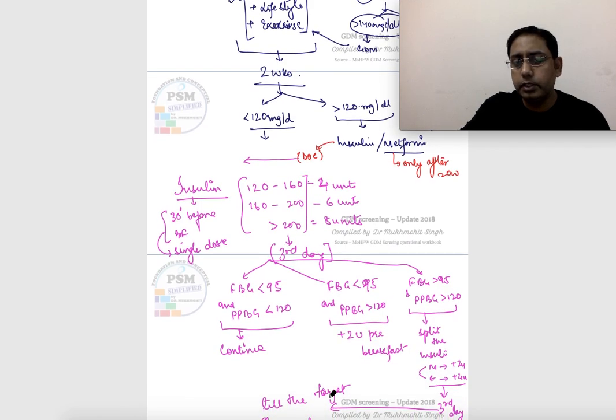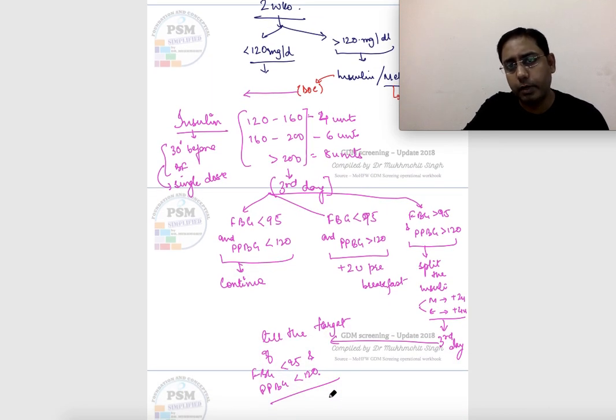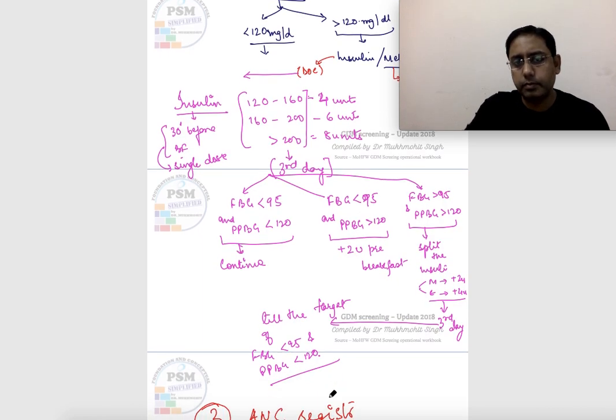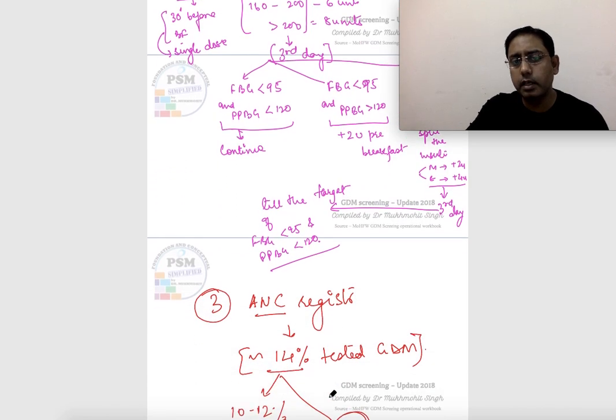The medical nutrition therapy trial has to be given for how much time? For 2 weeks. And in case it's okay, it's okay. In case it fails, then you need to start insulin or metformin. The drug of choice is insulin, given in the units you can see on your screen. After giving insulin, the therapy target is to achieve a fasting blood glucose of less than 95 and a postprandial of less than 120.